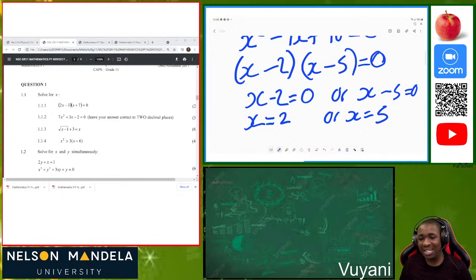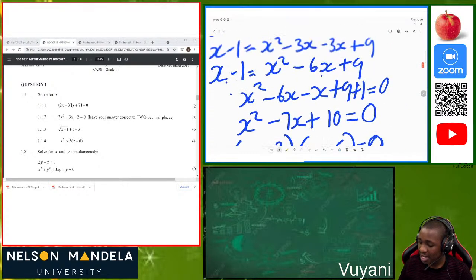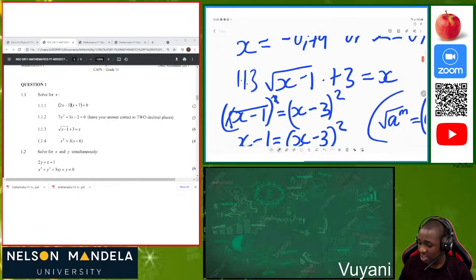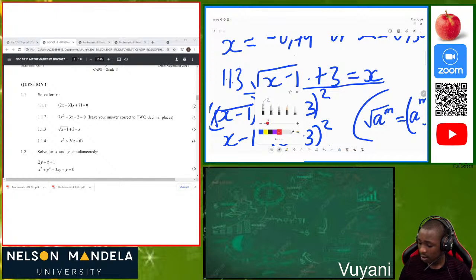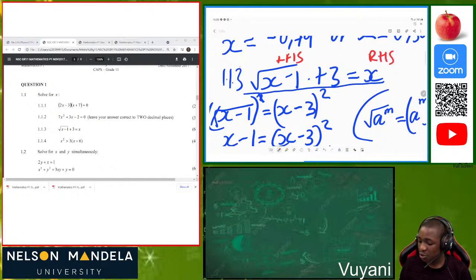Now you are not yet done, because I'm having these two values. Now you have to put these two values in the original equation which we are given. What you find on the left hand side, when you substitute the x values which you were able to find, must always be equal to the right hand side.